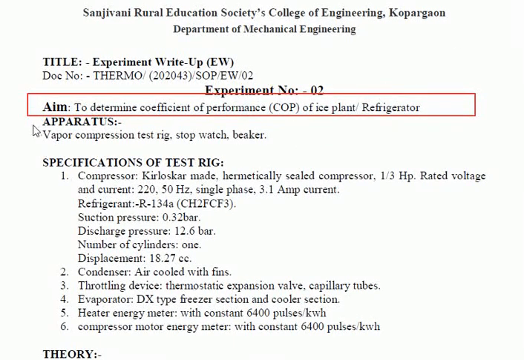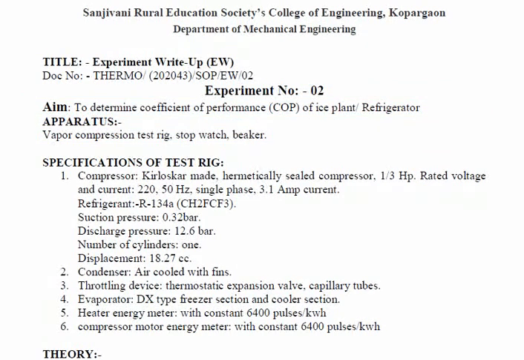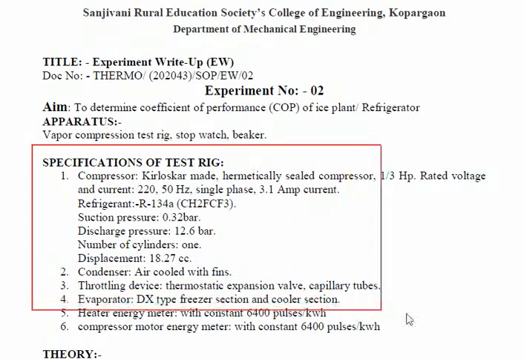So what is the apparatus? The apparatus is the vapor compression test rig, a stopwatch, and maybe an ice plant test rig can also be used here because the cycle followed is the same, that is the vapor compression cycle. So here you can see the experimental setup.